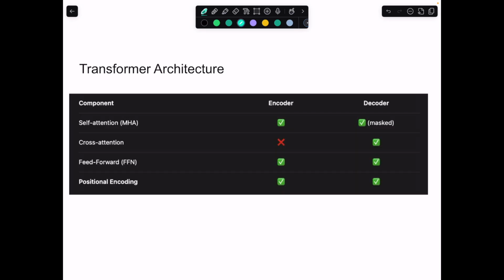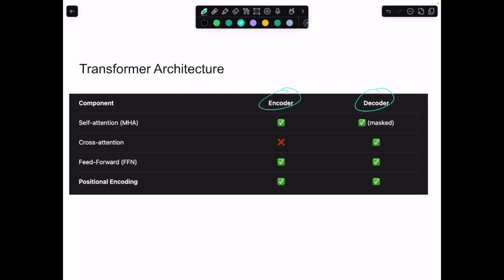Now, let's look at the transformer architecture that completely changed the game. The transformer has an encoder and decoder architecture, just like RNNs, but with a crucial difference. It uses no recurrence or convolution, relying entirely on the attention mechanisms. Let's break down the major components.